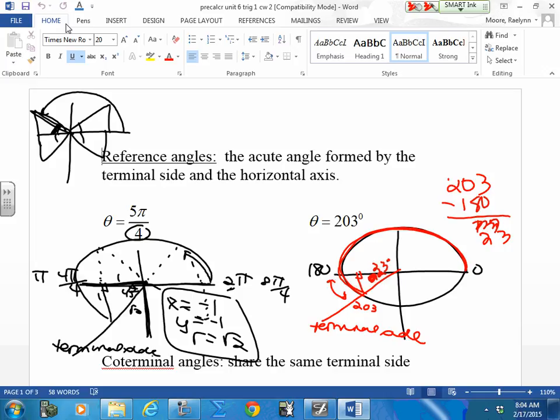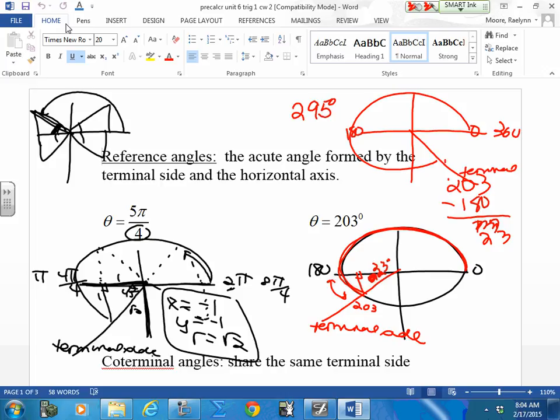Okay, so no matter what quadrant you are in, it will behave the exact same way. Okay, where would I find an angle 295? This is 0, 180, 360. And what quadrant? 4. I come all the way around. Here's my terminal side.